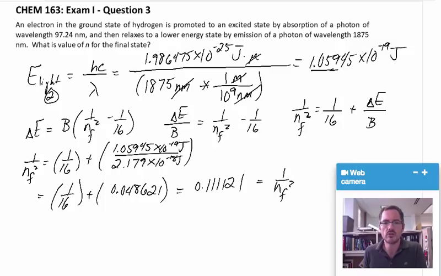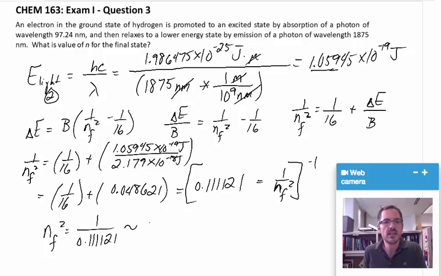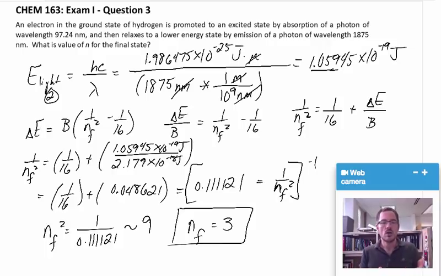And this is equal to 1 over n final squared. Like I did before, take the inverse of both sides, and n final squared is equal to 1 over 0.111121, which is approximately equal to 9. If I do the square root to both sides, n final is equal to 3. So I started at the ground state, one wavelength came in, promoted it up to the n equals 4 energy level, and then emitted a photon to bring it down to a final energy level of 3.